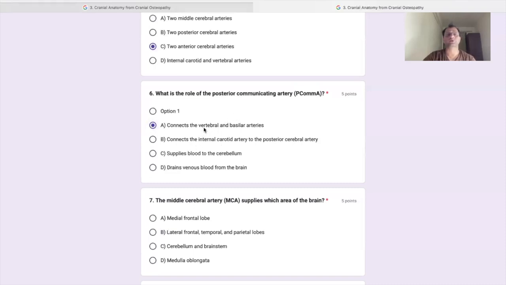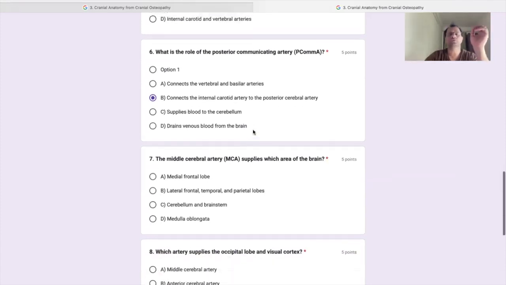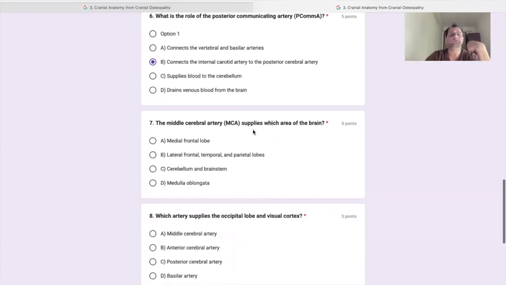So number 1, connect the vertebral artery with the basilar artery. No. Connect the internal carotid artery with the posterior cerebral artery. Okay. So it might be a little confusing, but don't worry, we will be discussing a little more. So the answer will be B here. So posterior cerebral artery and the internal carotid artery, they are connecting each other. So no problem. This question might be a little confusing, but slowly we will understand.